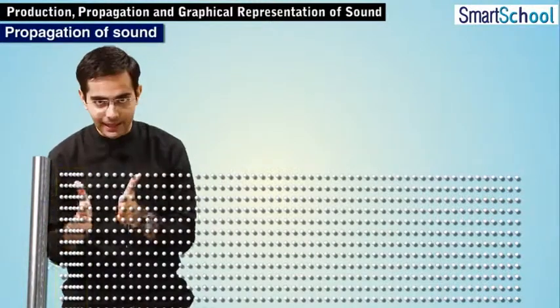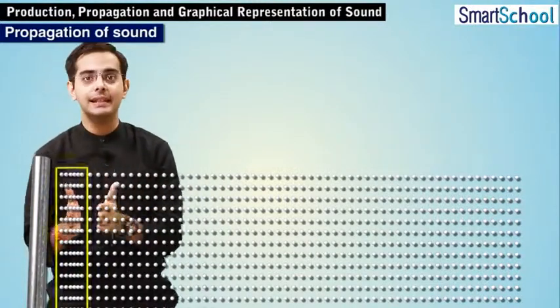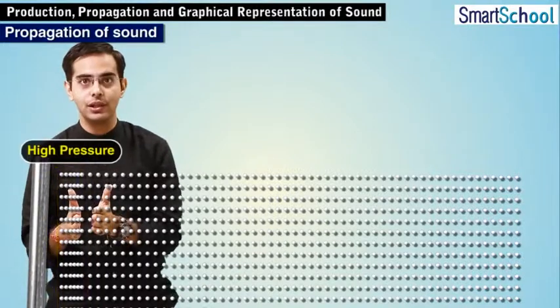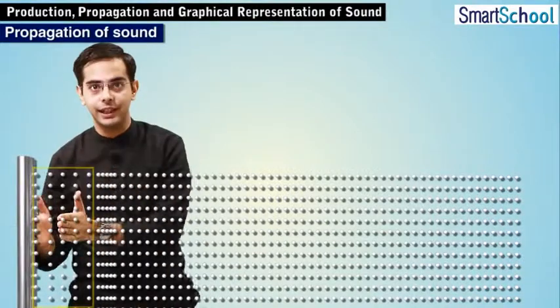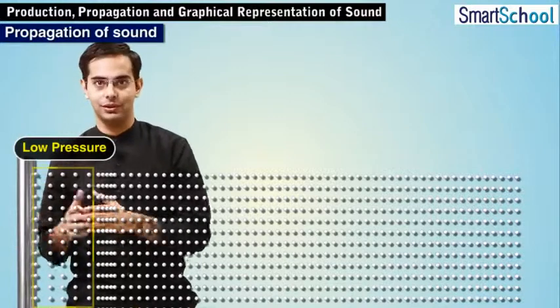So what is this prong actually doing in one back and forth motion? It pushes and compresses the air in front of it, thus creating a region of high pressure, and when it comes back, it creates a region of low pressure.